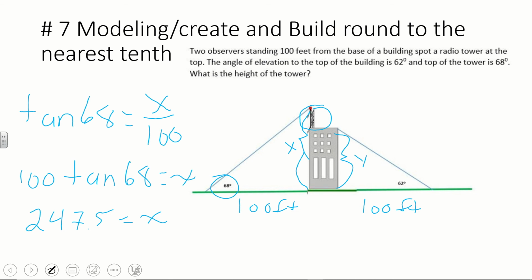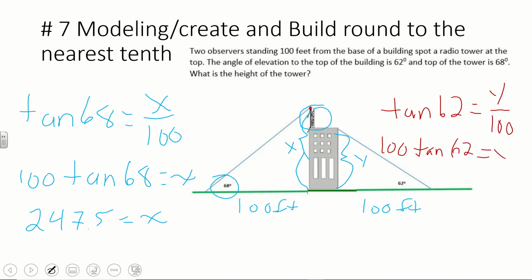So with the triangle on the right, again, I have tangent, except my angle is 62 degrees this time. My opposite side is Y, my adjacent side is 100. So again, I'm going to multiply both sides by 100. And 100 times the tangent of 62 is 188.1.